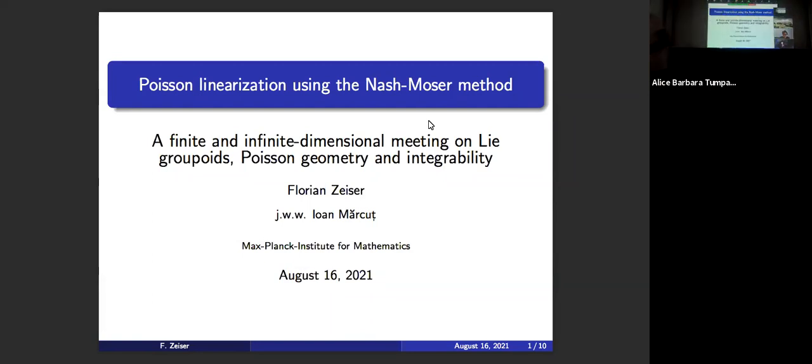Thanks for organizing this workshop in quite challenging times, I can imagine. So I will talk about the Poisson linearization question and the use of the Nash-Moser method. This is part of the project of my PhD thesis, which I did jointly with my supervisor, Johan Makut, who is also here. I just realized that about 50% of the audience have seen parts of this talk, at least in some shape or form. So I hope those of you who have can use your advanced knowledge to ask advanced questions at the end.